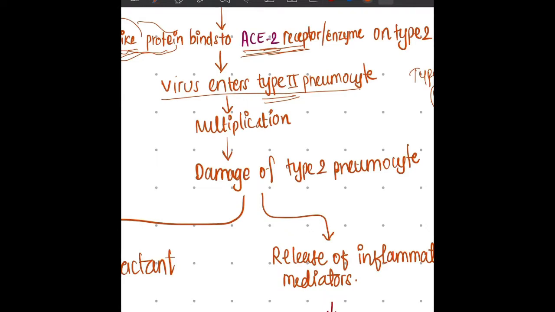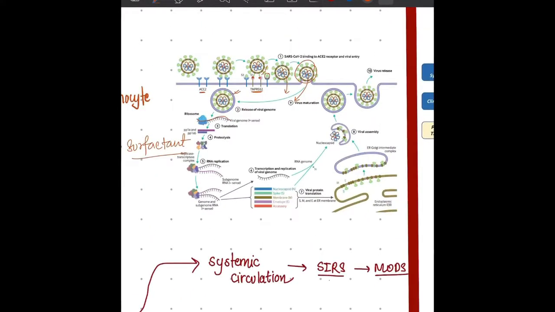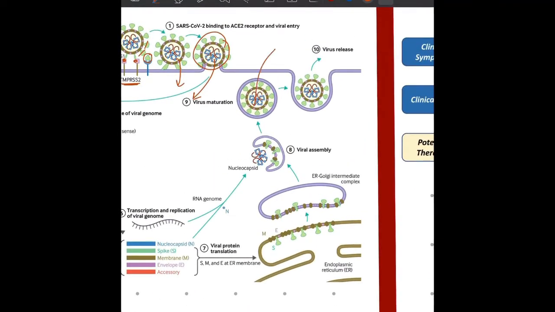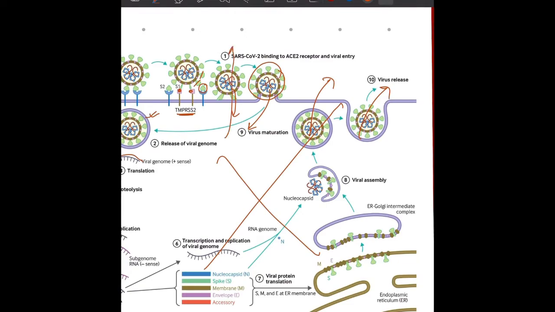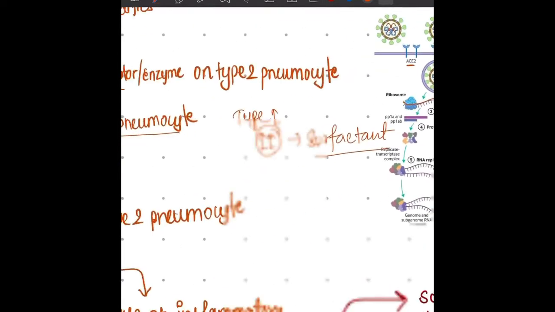Now, as the infection progresses, the virus multiplies within the pneumocyte, and then finally, after complete multiplication, multiple copies of the virus are ejected out of the cell. And in this process, the cell gets destroyed or damaged. Whenever the cell gets damaged, it causes the release of inflammatory mediators, which are called cytokines. And these cytokines are particularly dangerous for the pathogenesis of the disease, right?